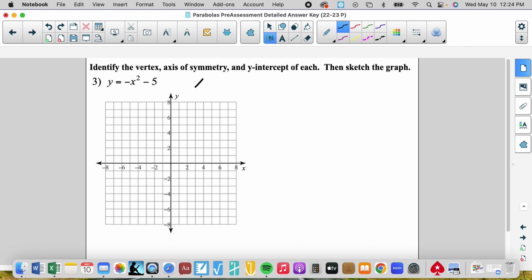Ooh, remember, this is in this template. What do we notice here?